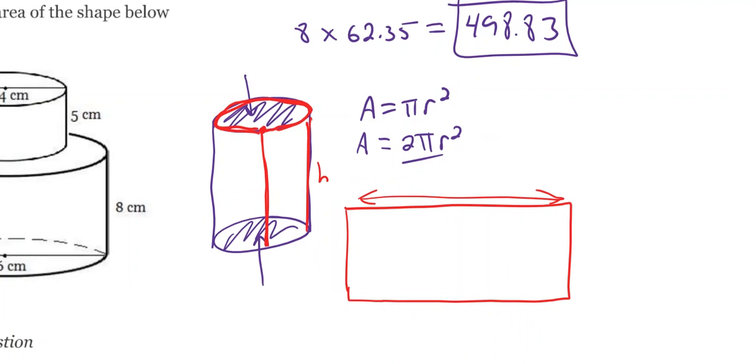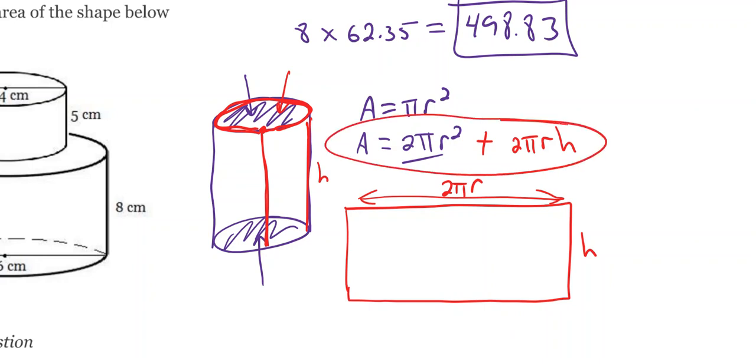Okay, so what that means is that if I want to find the next part, that's going to be plus the circumference of a circle, right? The circumference of that circle is going to be 2 pi r. That's what the circumference of a circle is, right? 2 pi r. Okay, and then times my height, so times h. And there you go. That is the equation for a cylinder.